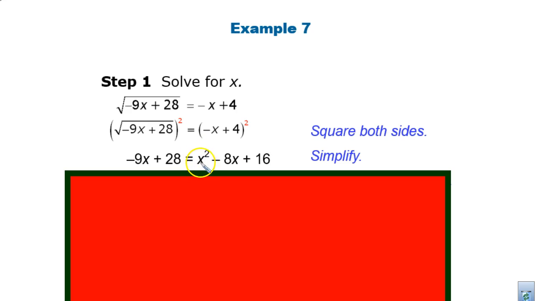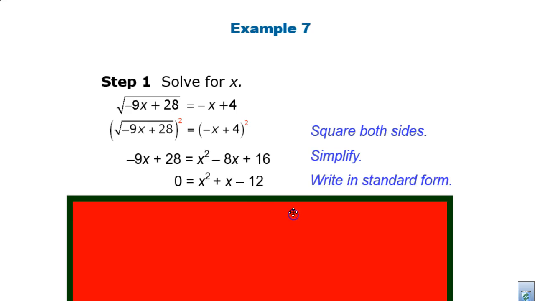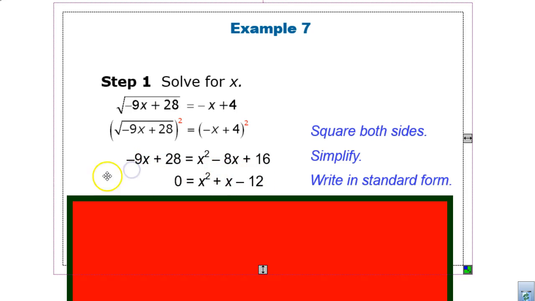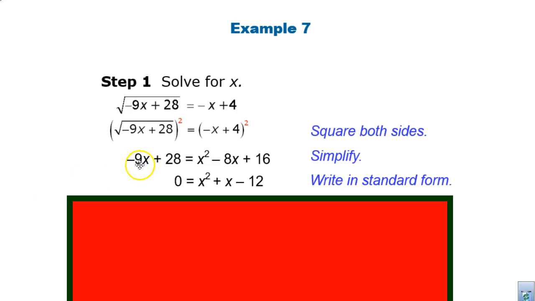We've got a quadratic again. When you have a quadratic, you have to solve it using factoring or the quadratic formula. So we're going to get everything on the same side of the equal sign, giving us x squared plus x minus 12. Remember, we're just adding and subtracting using opposite operations. So the opposite of negative 9x is positive 9x. We add 9x to the right. The opposite of plus 28 is minus 28. We subtract 28 on the right.